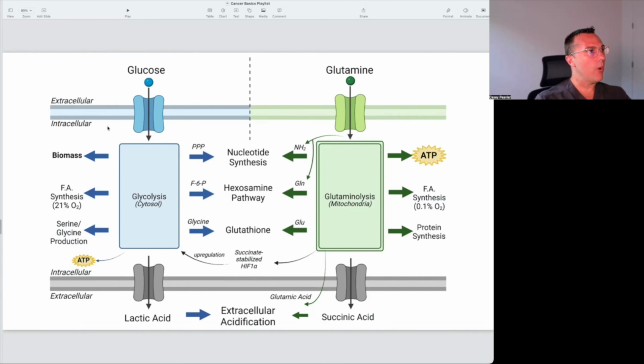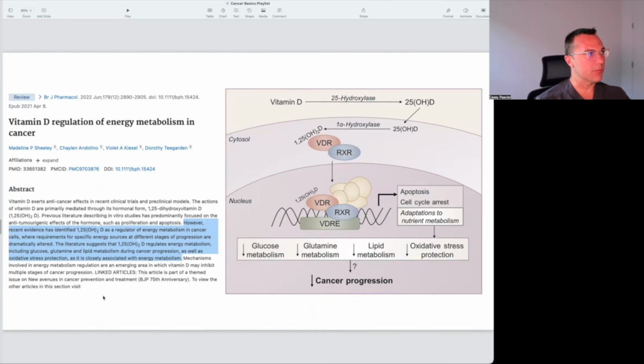And so when I look at a compound in terms of a proof of concept, does this make sense that it would be effective potentially against this disease? Then I'm going to look at it through the lens of the way that it sustains itself and protects itself. And so that's how I'm looking at vitamin D specifically in this video. So I'm going to start out with this paper that was published in June of 2022, and it was titled Vitamin D Regulation of Energy Metabolism in Cancer.